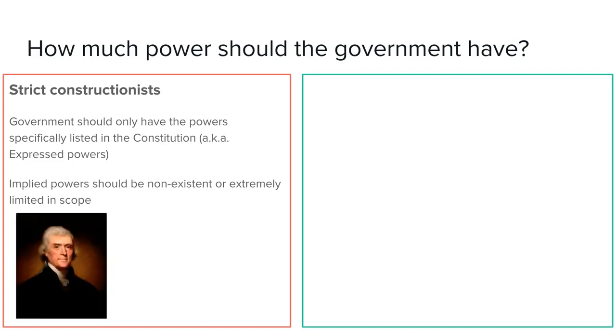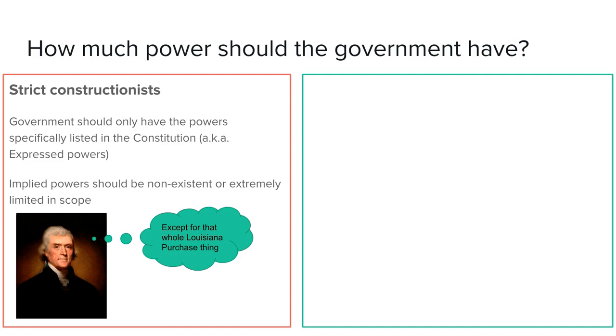Thomas Jefferson was a famous person early on in the strict constructionist view. Except for that whole time when he became president and did things like the Louisiana Purchase, which aren't really expressed powers in the Constitution. When he became president, his views may have shifted a little bit once he had the control of the government.